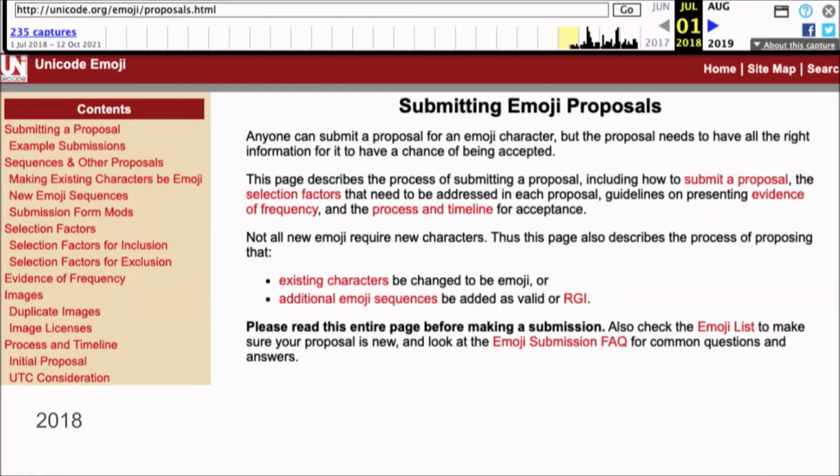So who here has actually proposed an emoji, like has submitted an emoji? I know Jenny has. Okay, a few people, cool. How many people have successfully passed an emoji? Okay, good, all right. So you have an unusually high success rate. Probably because you're familiar with Unicode.